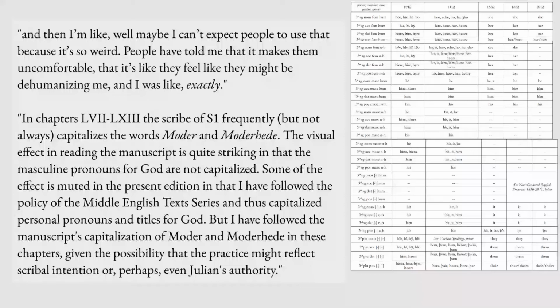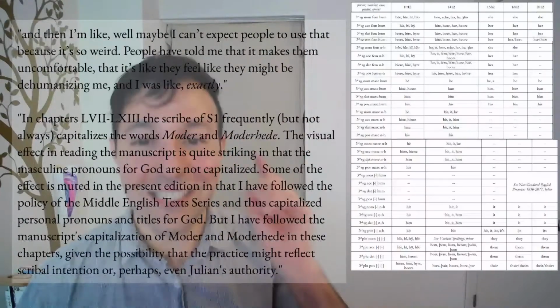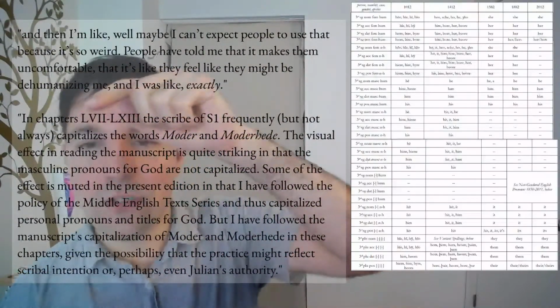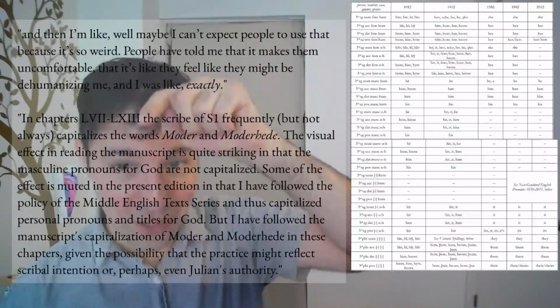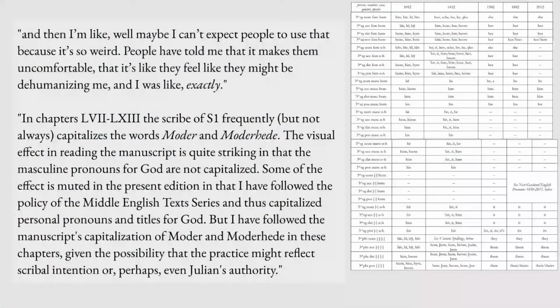In chapters 57 to 58, the scribe, 57 to 68, I told you I was nervous about Roman numerals. I'm going to say that again, and I'm not going to do take 9 of this lecture. Sorry, I misread. It's 57 to 63. In chapters 57 to 63, the scribe of manuscript S1 frequently but not always capitalizes the words mother and motherhood.